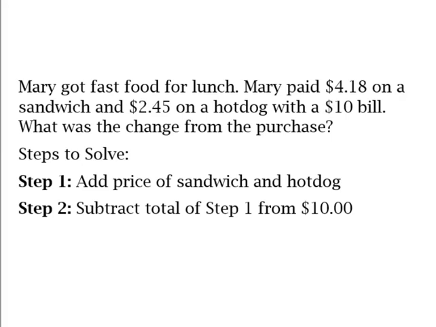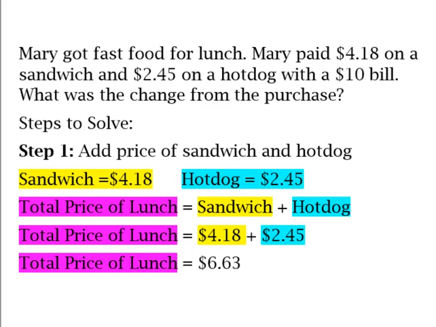Okay, so this is a two-step problem. In order to solve it, for step 1, we need to add the price of the sandwich and hot dog. In step 2, we need to subtract the total of step 1 from $10. Let's go over step 1 first. We said that we need to add the price of the sandwich and hot dog.